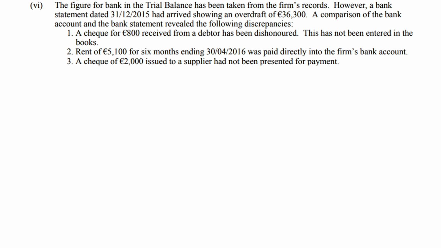Number 1, a cheque for 800 received from a debtor has been dishonoured. This has not been entered in the books. Number 2, rent of €5,100 for 6 months ending 30th of the 4th, 2016 was paid directly into the firm's bank account. Number 3, a cheque of €2,000 issued to a supplier had not been presented for payment.